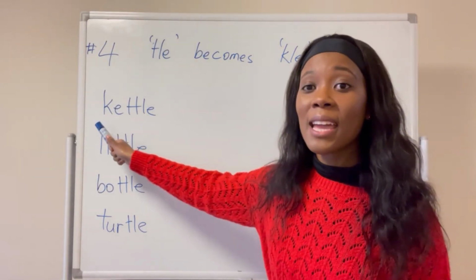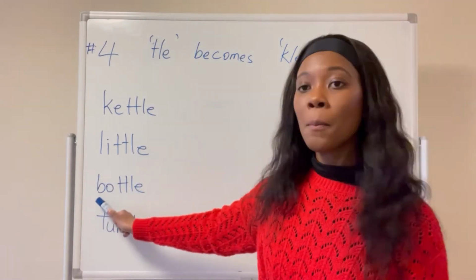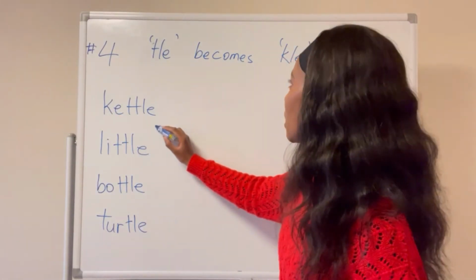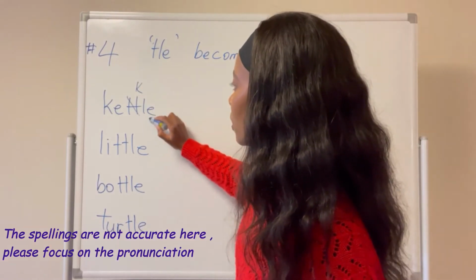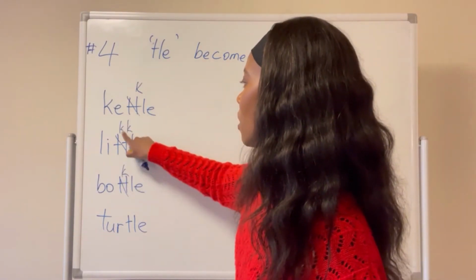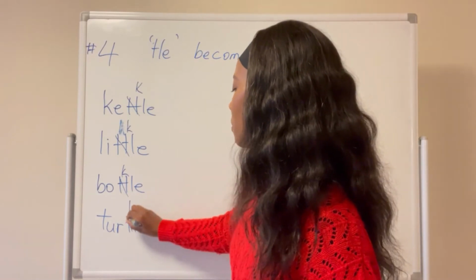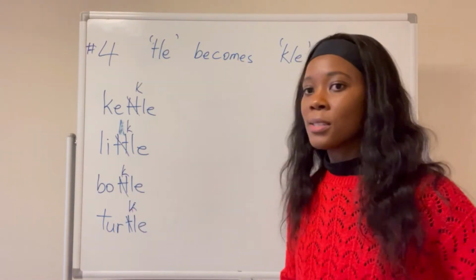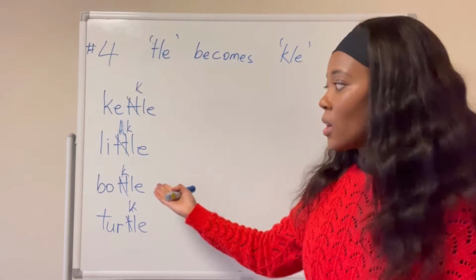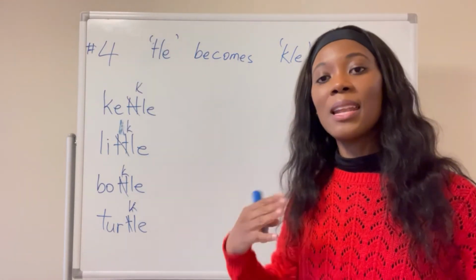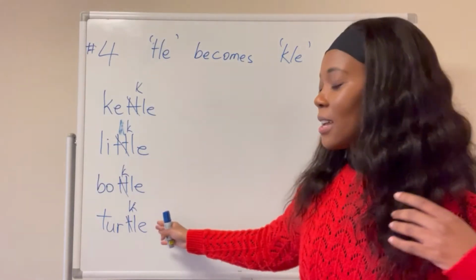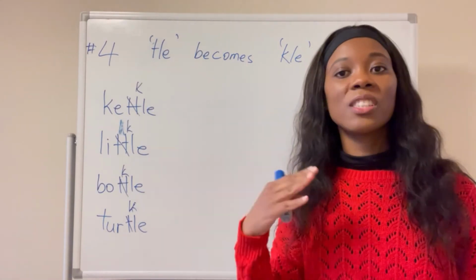So for example, we have kettle, little, bottle, turtle. So in Jamaican Patois, kettle becomes keckle. Little becomes lickle. Bottle becomes buckle. Turtle becomes turkle. So we have English kettle, Jamaican Patois keckle. English little, Jamaican Patois lickle. English bottle, Jamaican Patois buckle. English turtle, Jamaican Patois turkle.